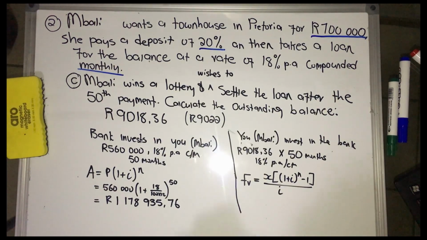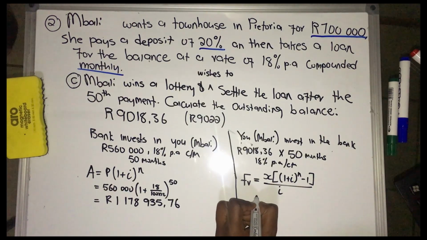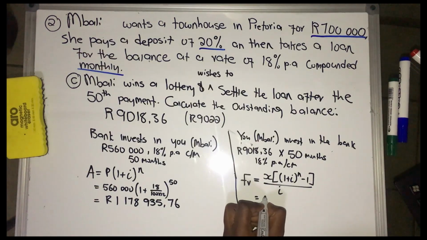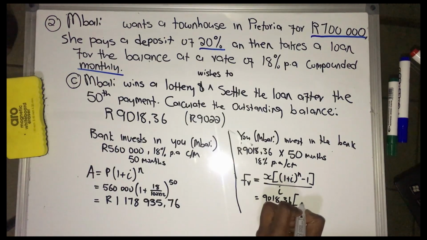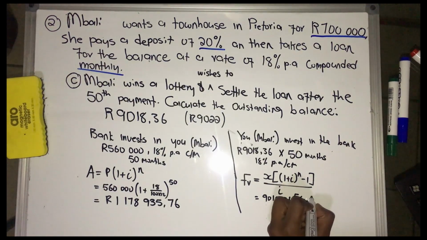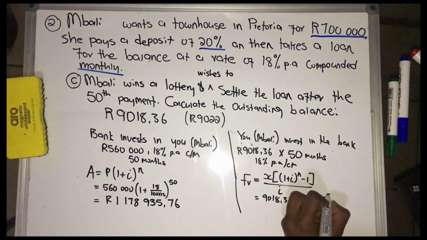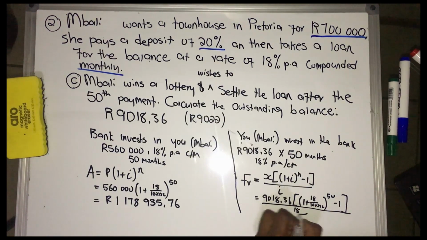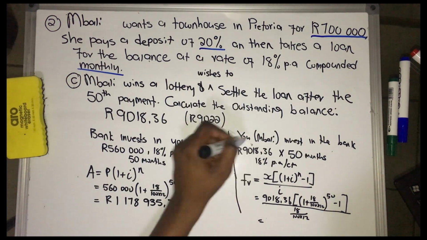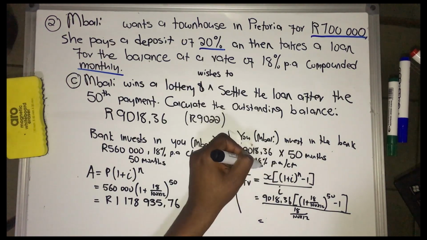All right, so now your x is 9018.36, and then 1 plus 18 over 100 divided by 12, all to the power of 50, minus 1, and then you divide everything by 18 over 100 divided by 12, and then you're going to get the amount. So that's what these payments for 50 months at this interest would be worth.